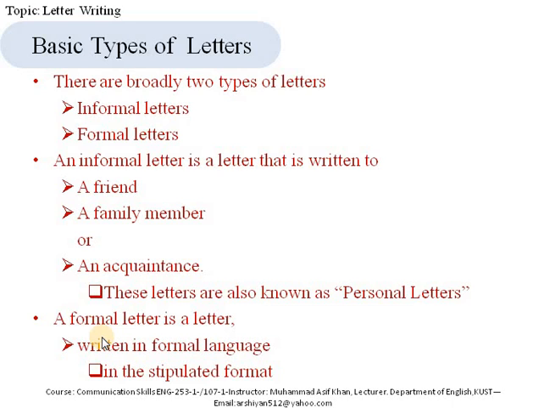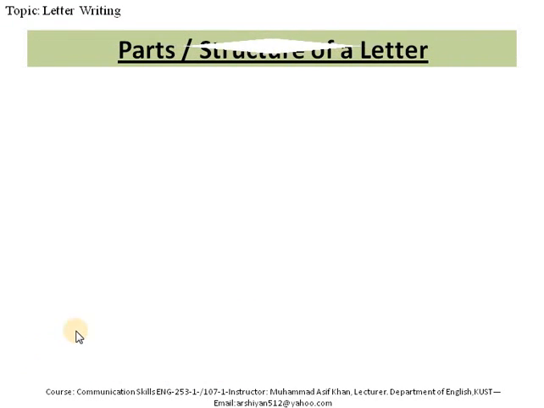So here I told you that there are broadly two types of letters: informal and formal letters. Informal letters are for friends and family members, and formal letters are for official correspondence or business correspondence. Now let's move towards the parts or structure of a letter.